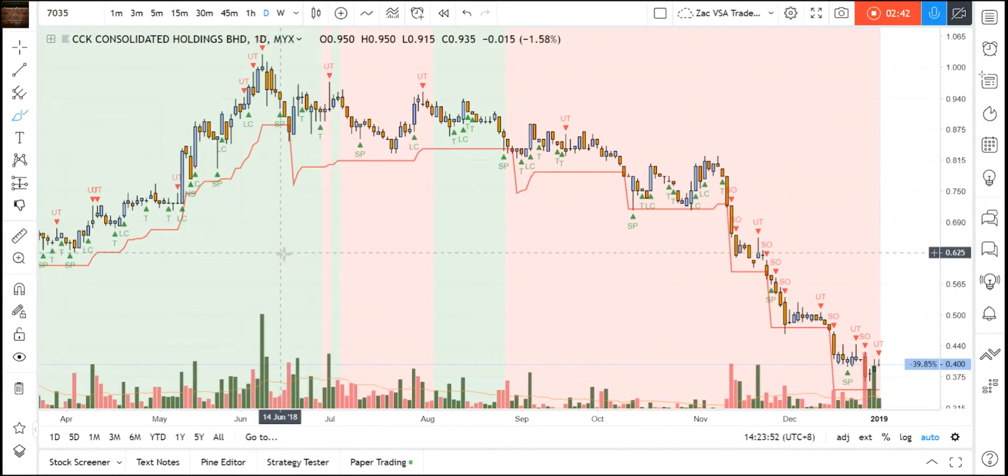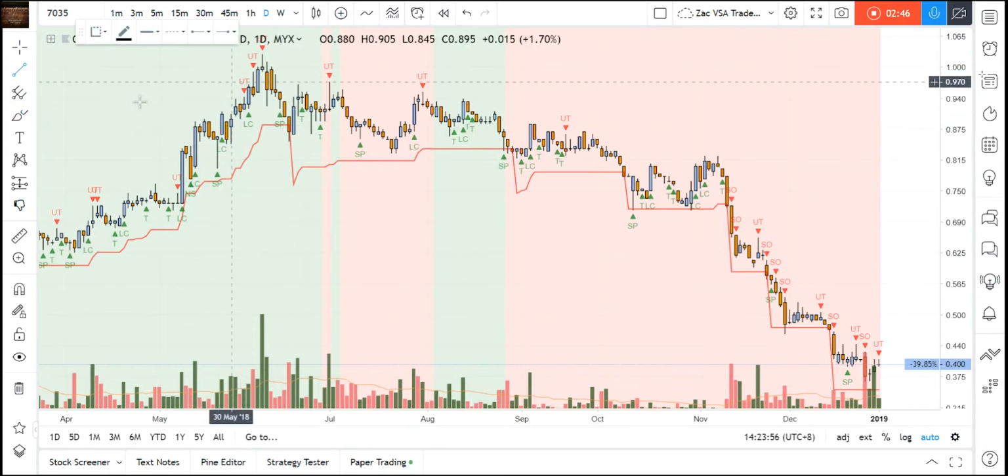CCK definitely forms a very similar pattern as well, on the top part here.